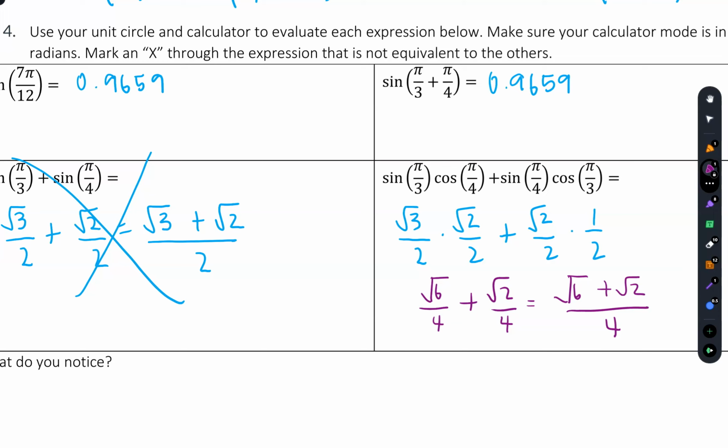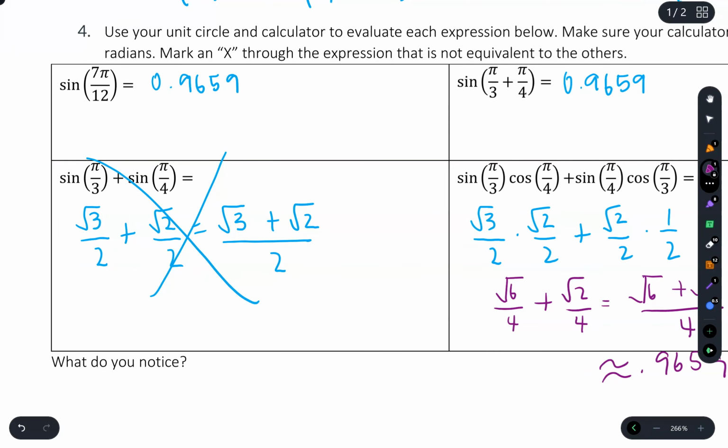So if I put that in my calculator, do I get that same decimal as I got up at the top? So square root of 6 plus square root of 2, and then we'll just divide all that by 4, and you get 0.9659. So what do you notice?